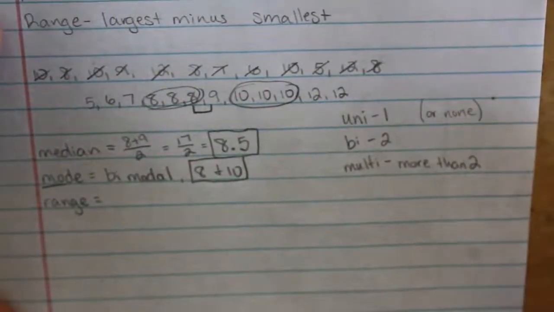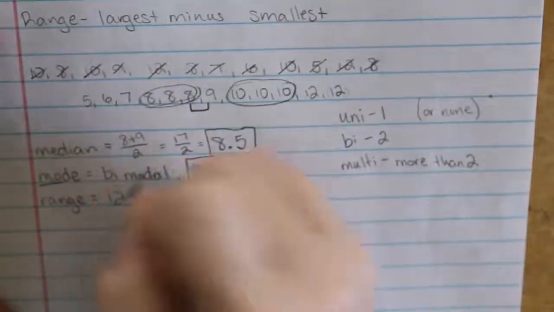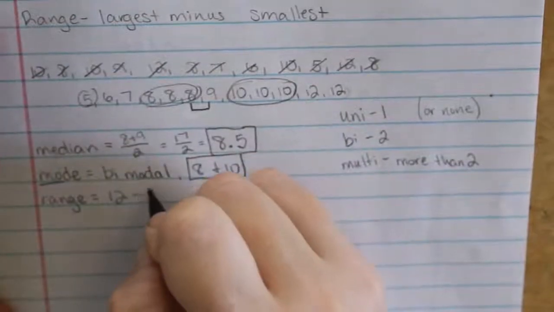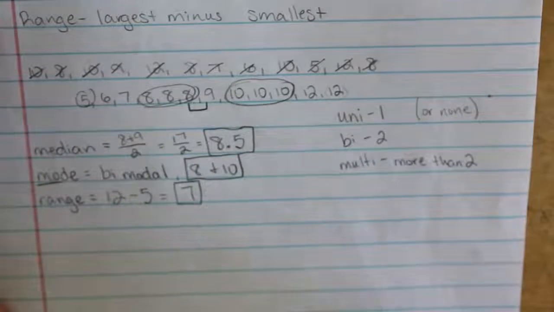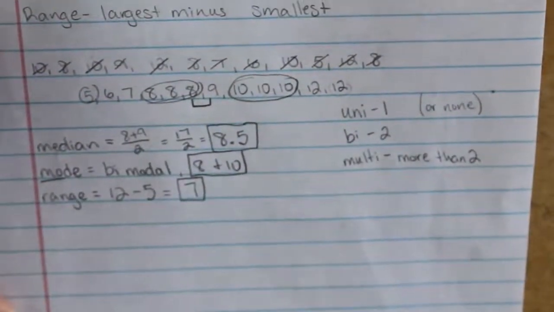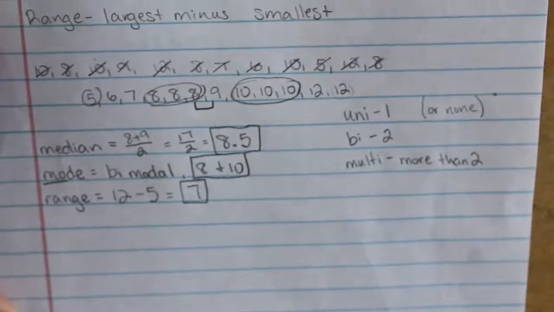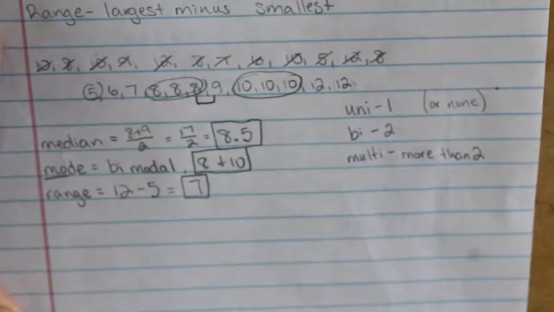I like to save the longest one for last. So I'm going to take my largest, which is 12. I'm going to take my smallest, which is 5, and I'm going to subtract them. 12 minus 5 is 7. So the range of this problem is only over those 7 numbers. Even though they are repeated multiple times, I only have the 7 numbers, okay?